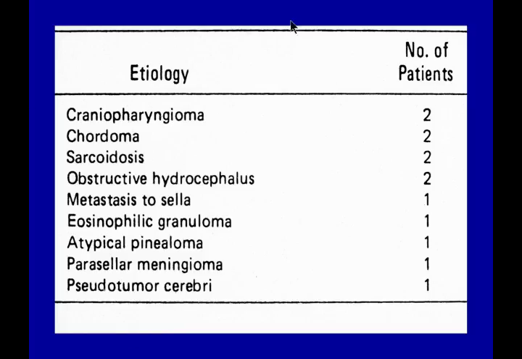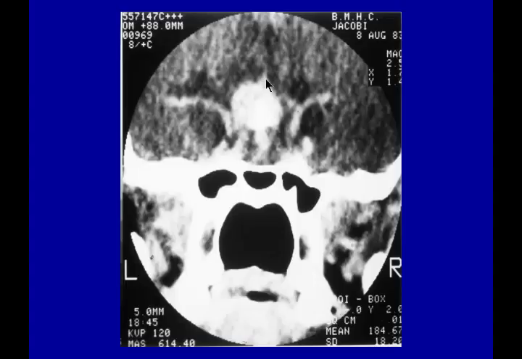Now, there are many other tumors or many other things that can affect the sella: non-pituitary tumors like craniopharyngiomas, chordomas, inflammatory diseases like sarcoidosis, metastasis to the sella, granulomatous disease, meningiomas, pseudotumor cerebri. These are things that can enlarge the sella. Here's obviously a CAT scan showing a tumor. I think you can just see that it's really not arising inside the sella, which is here.